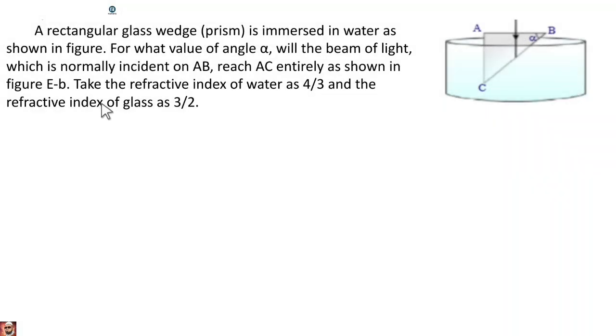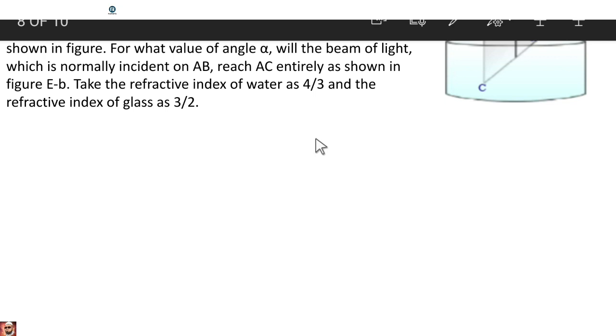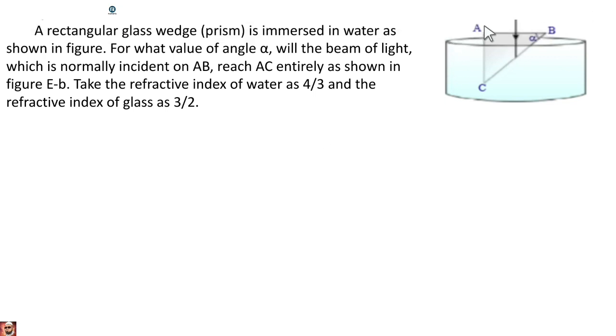Let us solve the example problem. A rectangular glass wedge, that is a prism, is immersed in water. See, this is the prism. It is immersed in the water. Here, this is the water in the beaker. We are asked to find the value of angle alpha.